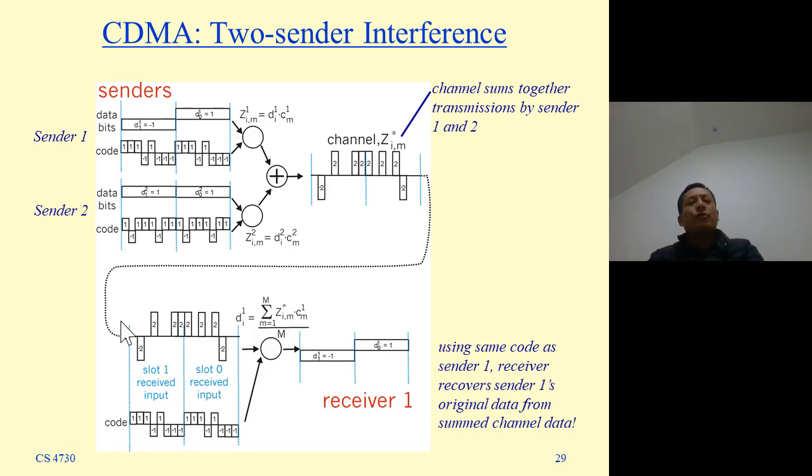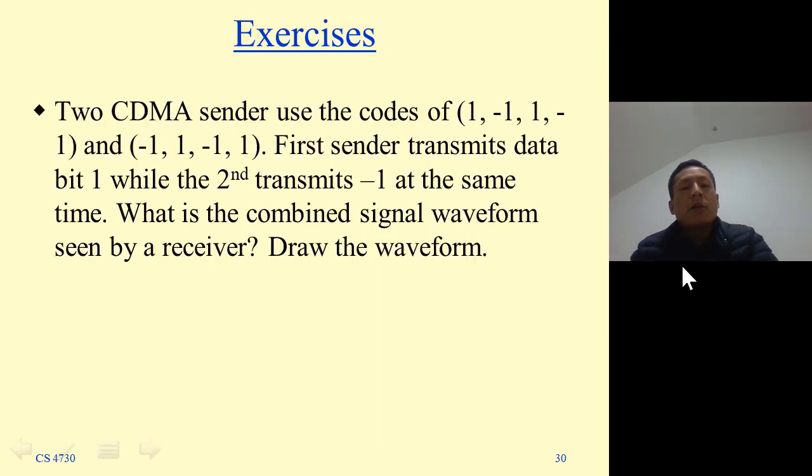So this is a very useful technology, isn't it? Try to understand it, and do a little bit of exercise by hand. I also give you a simple example. Supposedly you have 2 CDMA senders using these codes. They have different chipping sequences. Suppose the first sender sends out bit 1, the second sends out bit -1. I want you to draw the combined signal waveform seen by the receiver.